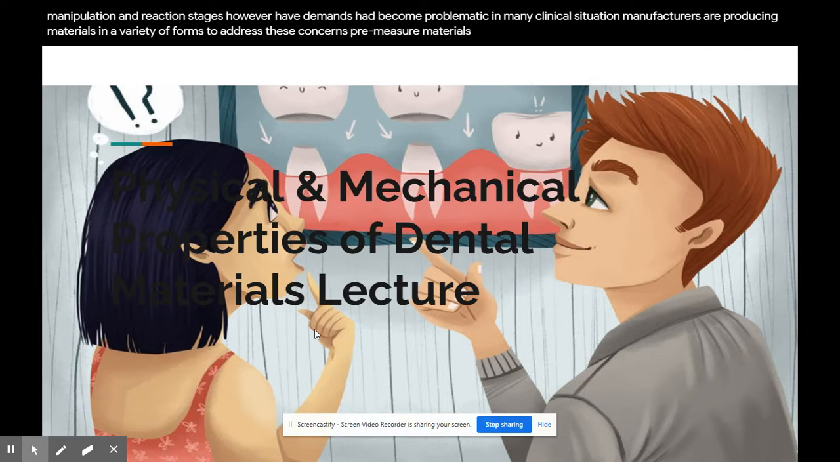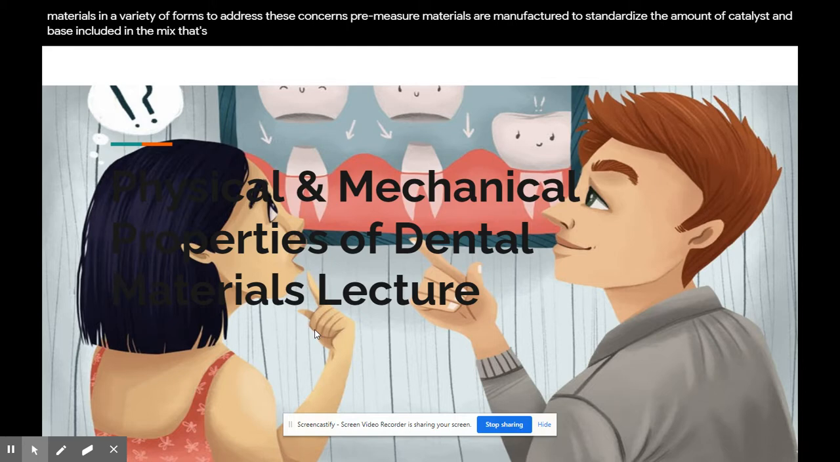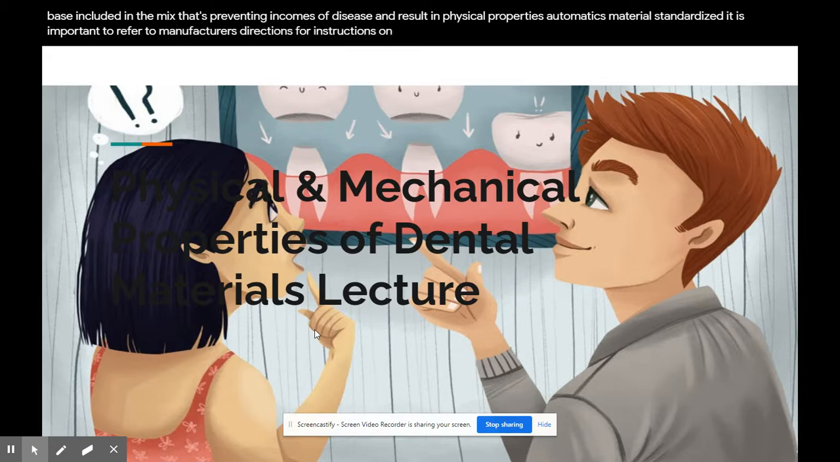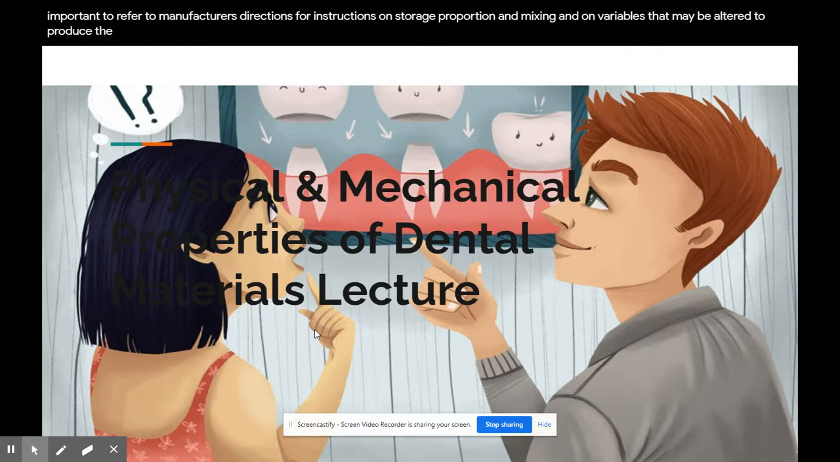Pre-measured materials are manufactured to standardize the amount of catalyst and base included in the mix, thus preventing inconsistencies in resultant physical properties. Auto-mix materials standardize the amount of catalyst and base and produce a consistent, homogeneous mix. It is important to refer to manufacturer's directions for instructions on storage, proportioning, and mixing, and on variables that may be altered to produce the best final results for a given clinical scenario.